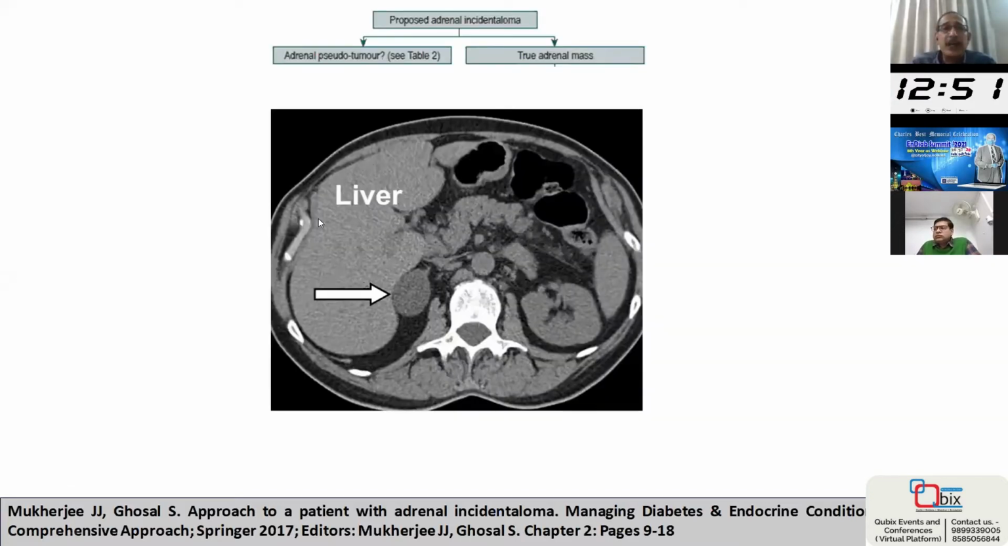Once you've excluded that, then you need to decide whether it's a true adrenal mass. And this is the CT scan of our patient that was just shown, and there is no doubt that this is coming out from the right adrenal gland. It's a nice homogeneous mass. We are told that the density is less than 8. We'll come to what is the importance of density as we go on. The cut that they've taken here, I cannot see the left adrenal gland.